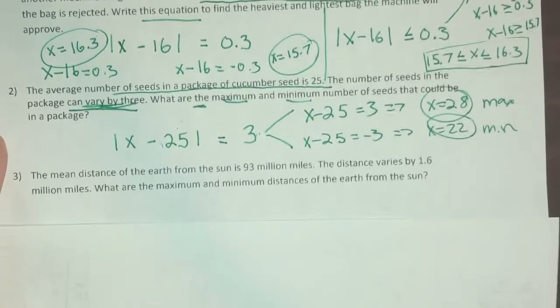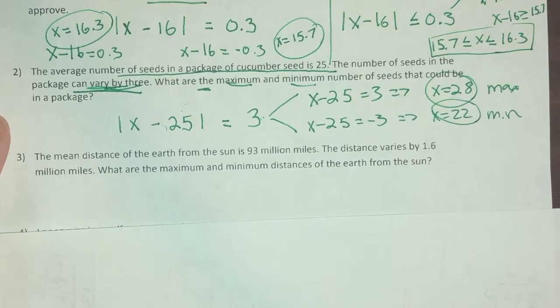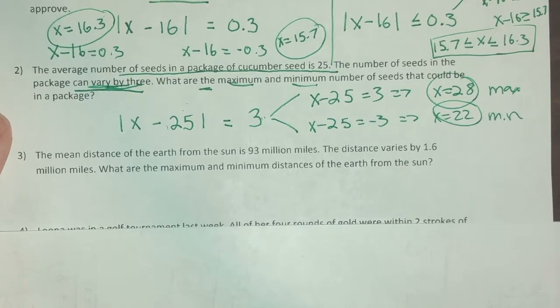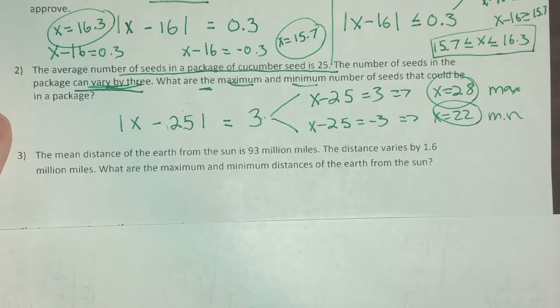All right, let's look at the third problem. The mean distance of the Earth from the Sun is 93 million miles. The distance varies by 1.6 million miles. What are the maximum and minimum distances of the Earth from the Sun? Okay, so here's what I want you to do. I want you to take a second, pause the video, try to solve the problem, and then in a minute, unpause, and I'll show you how to solve it.